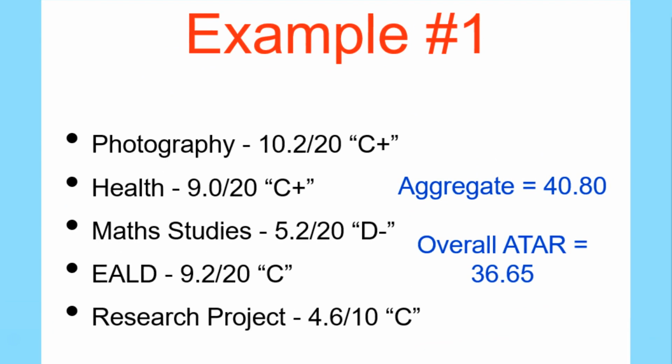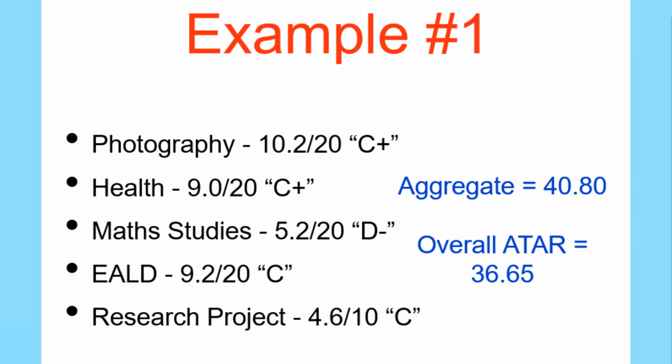So the first example here, we've got a student who's doing 4 year 12 subjects plus their research project. So they've done photography, health, math studies, English as an additional language or dialect, and research project. Now, the first thing I should probably talk about is how a student gets this score out of 20, because if you know anything about the Australian curriculum, you'll know that students are graded A to E. In year 12 for the SACE, they are graded A plus to E minus. So at the end of year 12, a student gets a grade from an A plus down to E minus.